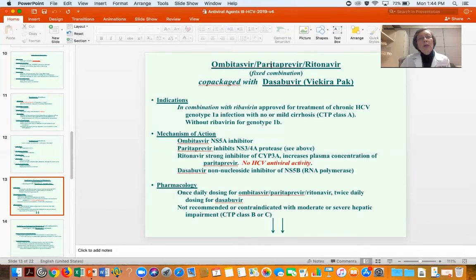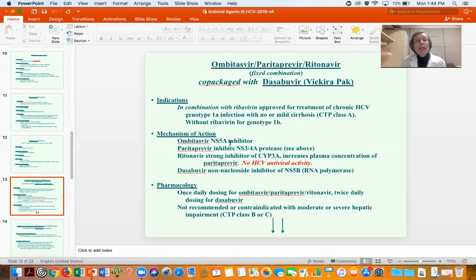So ombitasvir, paritaprevir, and ritonavir are a fixed combination that's co-packaged with dasabuvir as Viekira Pak. And because, as you can tell, we're already talking about a couple of pills, this combination probably is not going to be on the market within the next couple of years. And it's also combined sometimes with ribavirin, so we've got another pill here. And it's approved for treatment of chronic HCV genotype 1A infection if there's no or mild cirrhosis or CTP class A, and without ribavirin for genotype 1B.